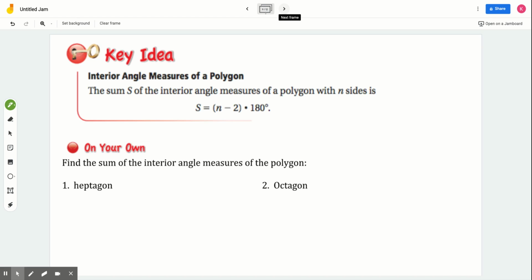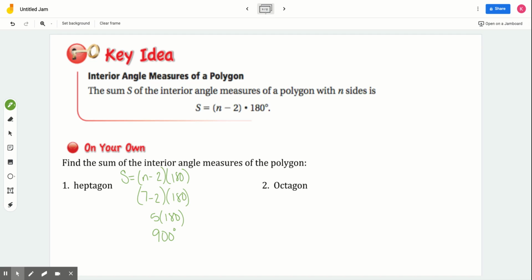So find the sum of the interior angle measures of the polygon. A heptagon has 7 sides. Go ahead and try number 1 on your own. Now, you should have started with your formula or your rule. The sum is equal to n minus 2 times 180. A heptagon has 7 sides, and we know that 7 take away 2 is 5. When we multiply 5 times 180, we find that a heptagon has 900 degrees in its interior angles.